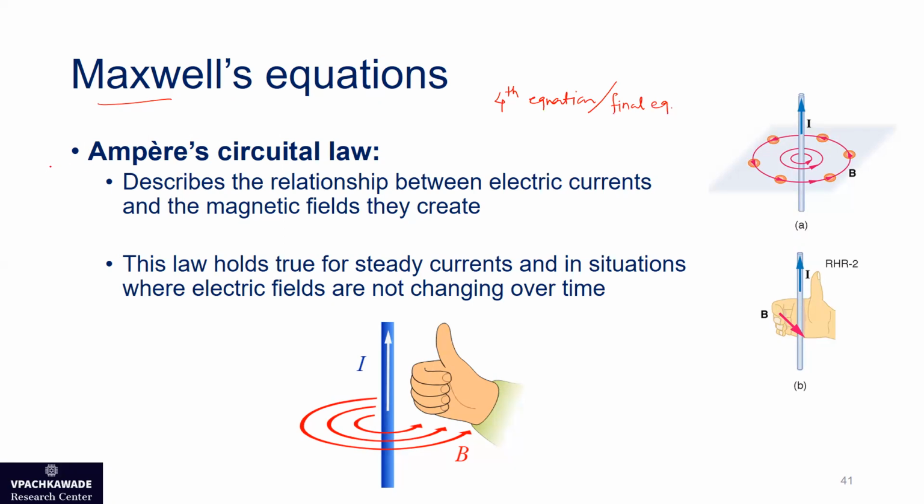So the fourth equation basically starts with Ampere's Circuit Law. Let's understand what this law says. You have this current carrying conductor, and the static current I is flowing through this conductor. The direction of the arrow shows the direction of the current I. Due to this, there is a production of a magnetic field surrounding that conductor, indicated by these red lines.